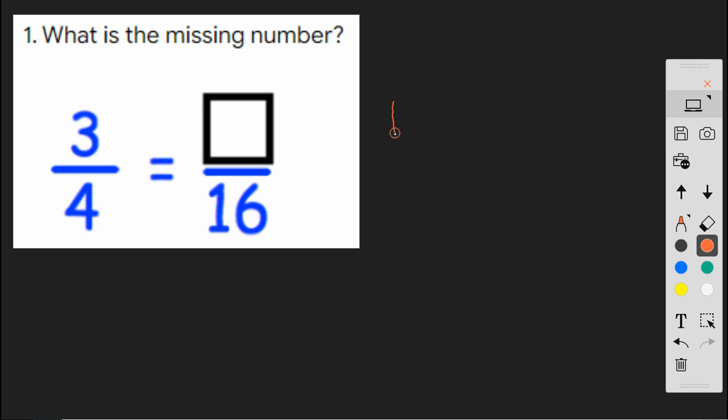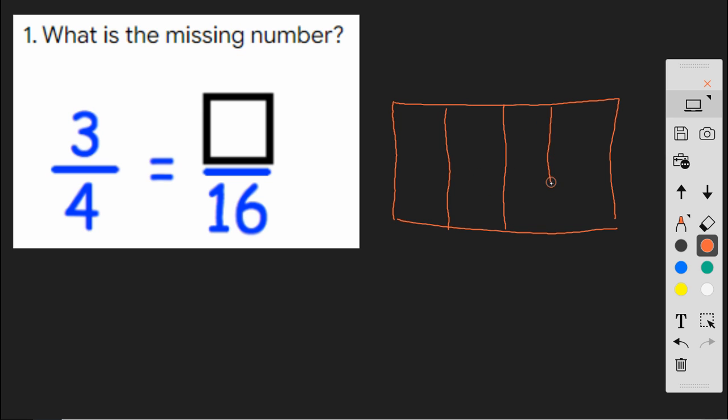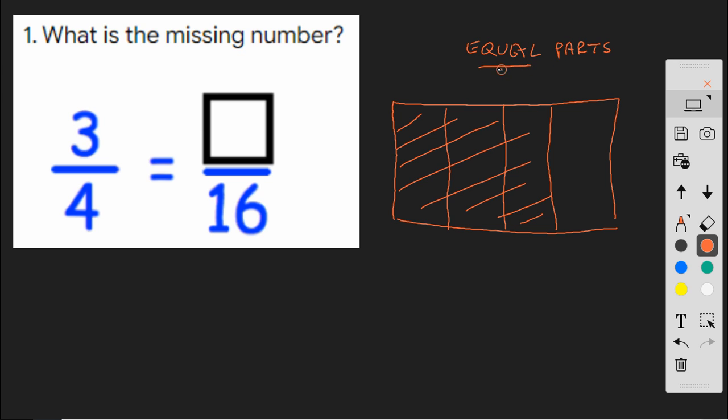So let's just have a look at a picture of what's going on here. So I'm going to draw you 3/4. Not the best drawing I could have done, but let's be clear that these are all equal parts. Essentially, when we're doing fractions and ratio work, we have equal parts.